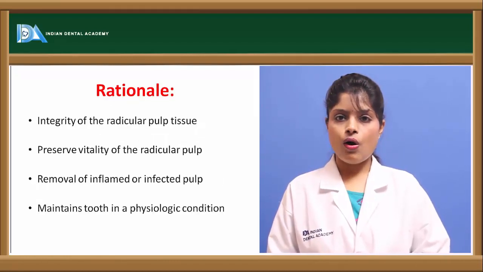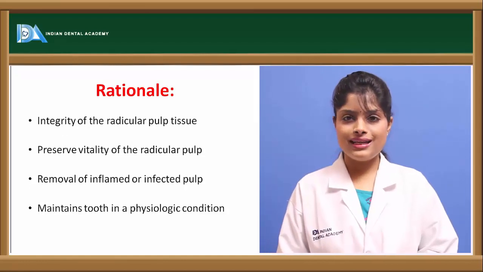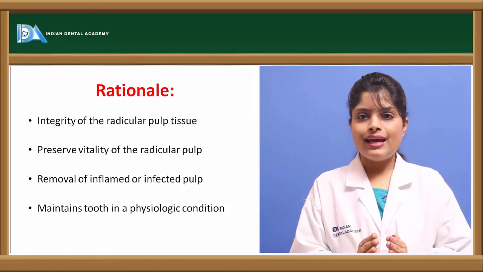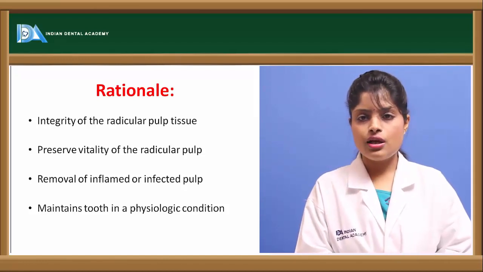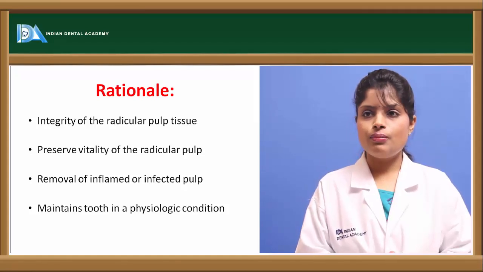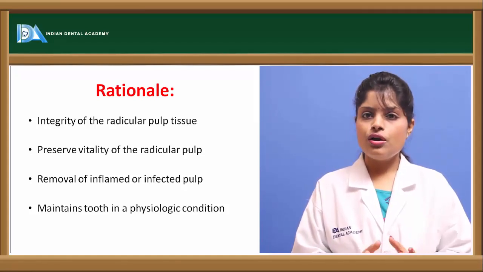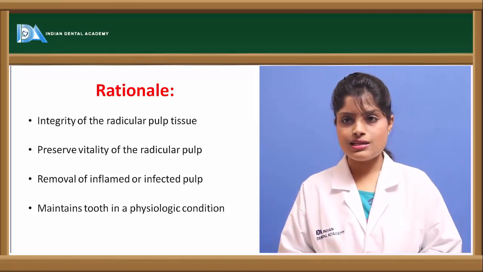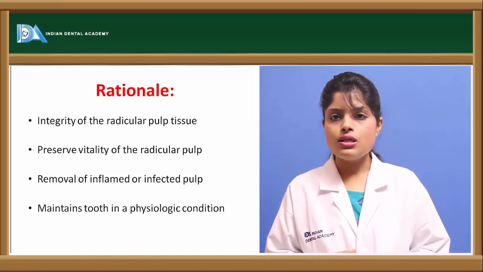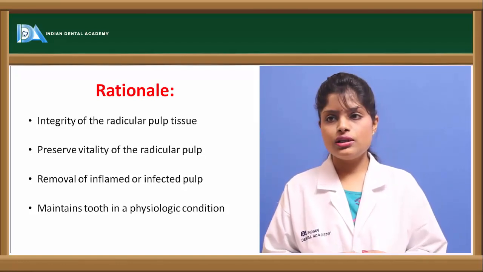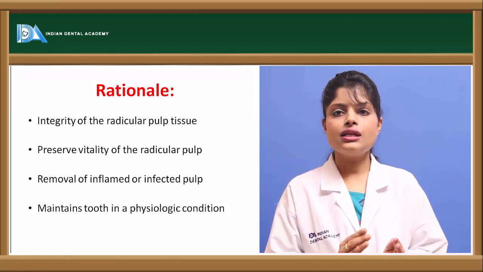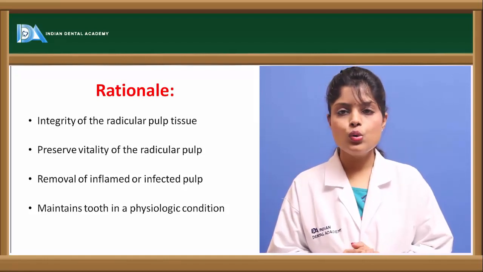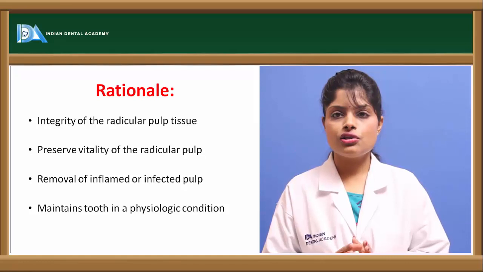The rationale of apexogenesis is to maintain the integrity of the radicular pulp, which is vital to maintain any Hertwig's epithelial sheath cells present in the radicular portion, and to remove the infected coronal pulp or the inflamed pulp present in the tooth. Moreover, it also helps in maintaining the tooth in a non-pathological or physiological condition in the oral cavity so that proper root end development or apical closure is obtained.